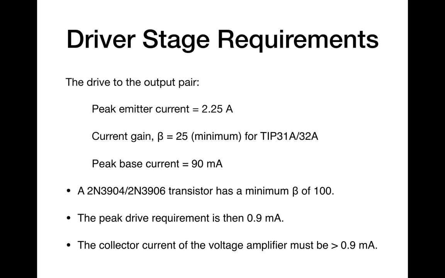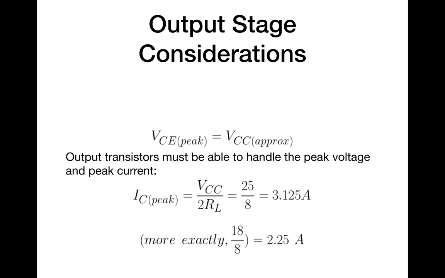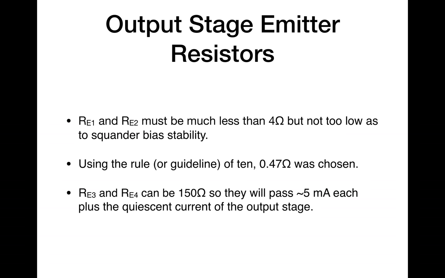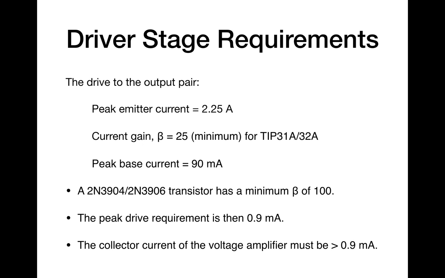So the driver stage, if you remember, comes right before, it's TR3 and TR4. They directly drive the output stage. They need to be able to supply enough base current to the output stage. So you have to figure out what is the base current of the output stage. If the peak emitter current is going to be 2.25 amps, the minimum beta, or the minimum current gain for the TIP31 and 32 is around 25. If you check the data sheet, you can verify this.